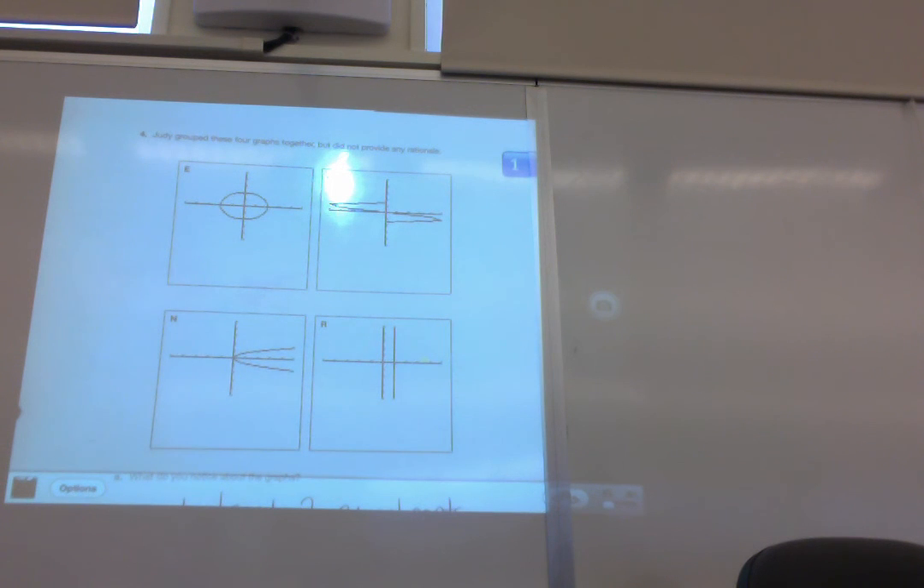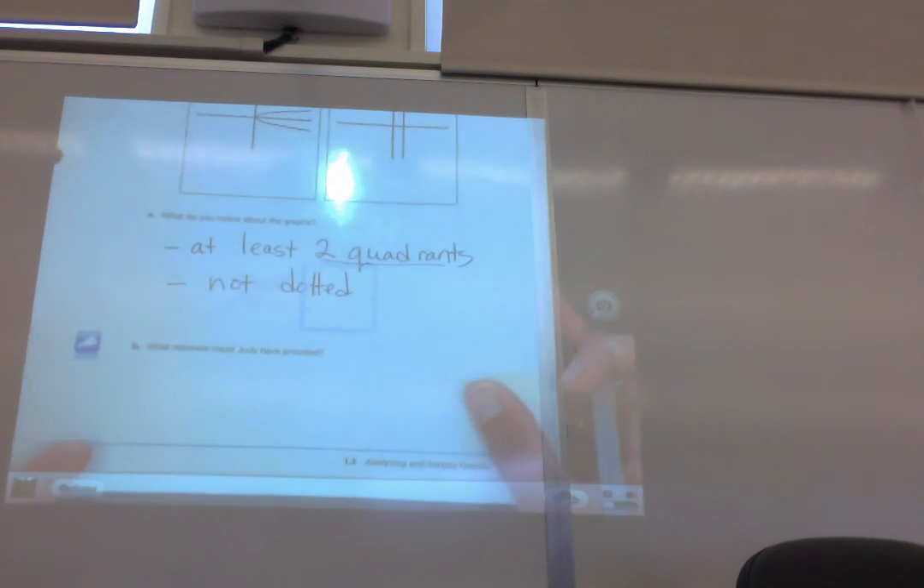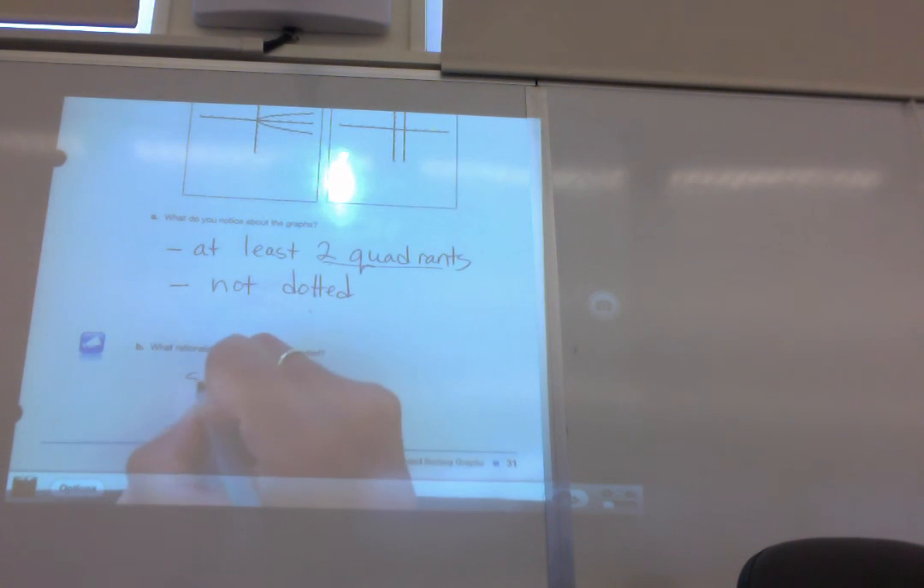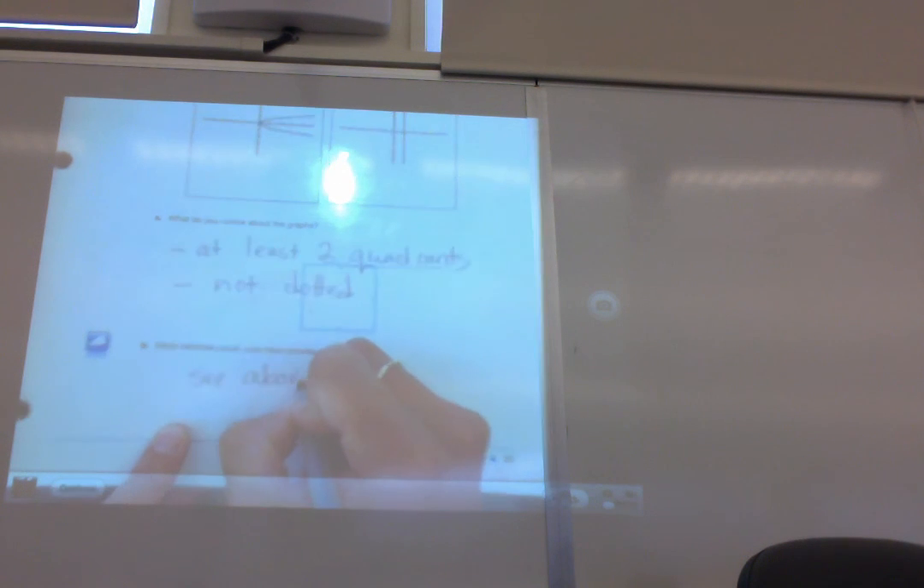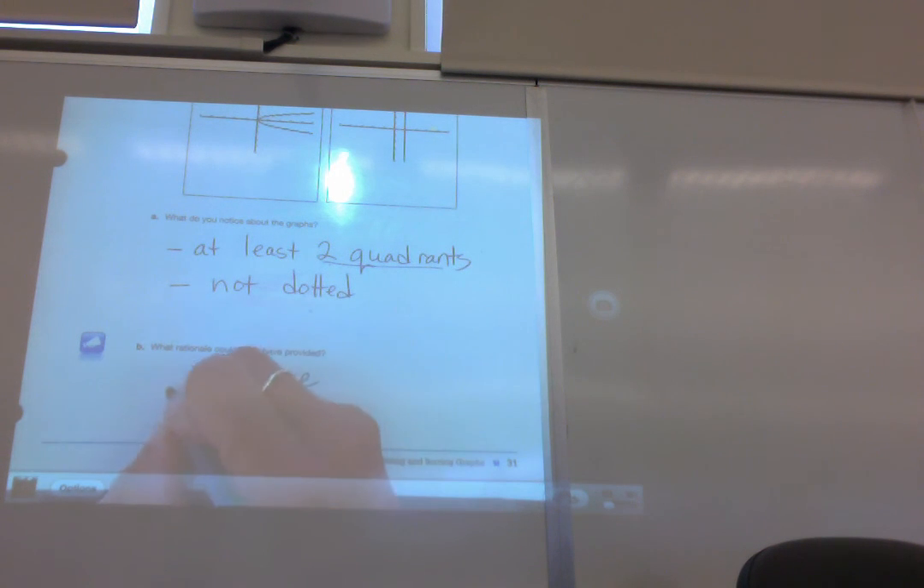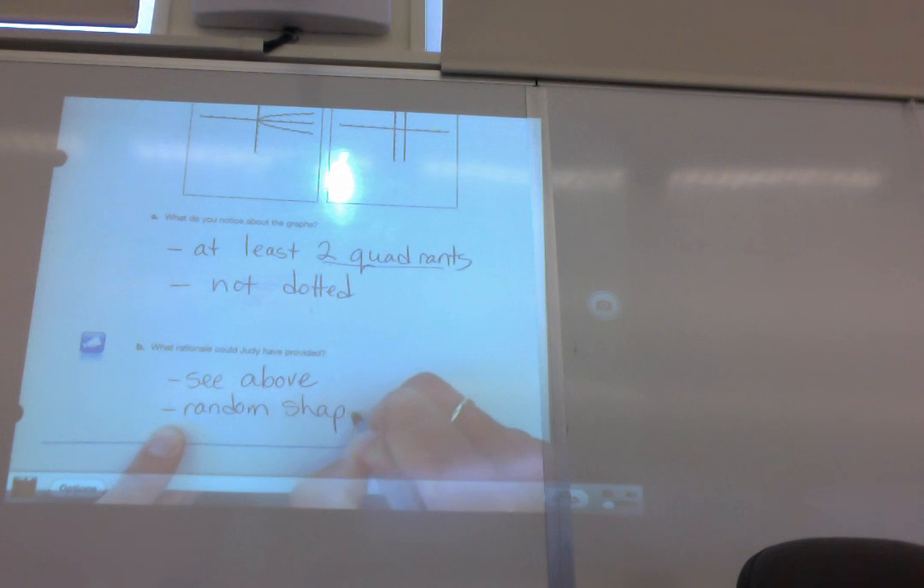Brody. Okay. So what rationale could Judy have provided? See above. So you guys noticed some interesting things. Maybe those are the reasons that she put those in a group. They also kind of have random shapes. I know one thing Noodle and I were talking about is maybe those were the leftovers. Did you get some that were just like you couldn't fit them into any of your groups? This kind of looks like her leftover pile, maybe.